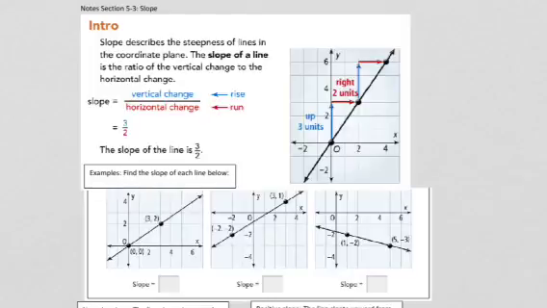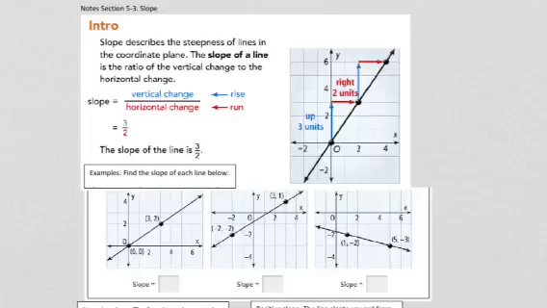This lesson is about the slope of a line, and the slope describes the steepness of lines in the coordinate plane. So as you can see here, the slope is the ratio of the vertical change to the horizontal change. So we often refer to slope as rise over run. Keep in mind that we always do the rise first and then the run when we're talking about slope. So it's kind of opposite of how we plot points.